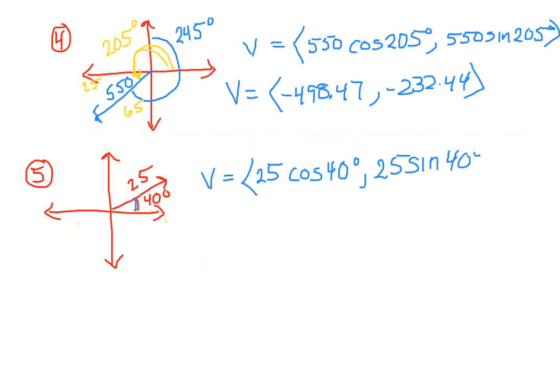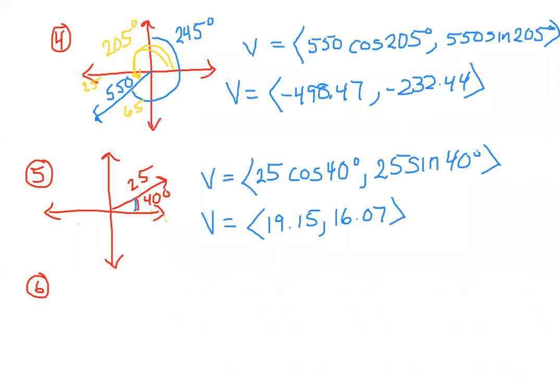And we're going to put those into our calculator, and we'll get 19.15, 16.07. And that's our answer. And that makes sense. Positive x, positive y. It's in the first quadrant. Okay, let's look at number 6.